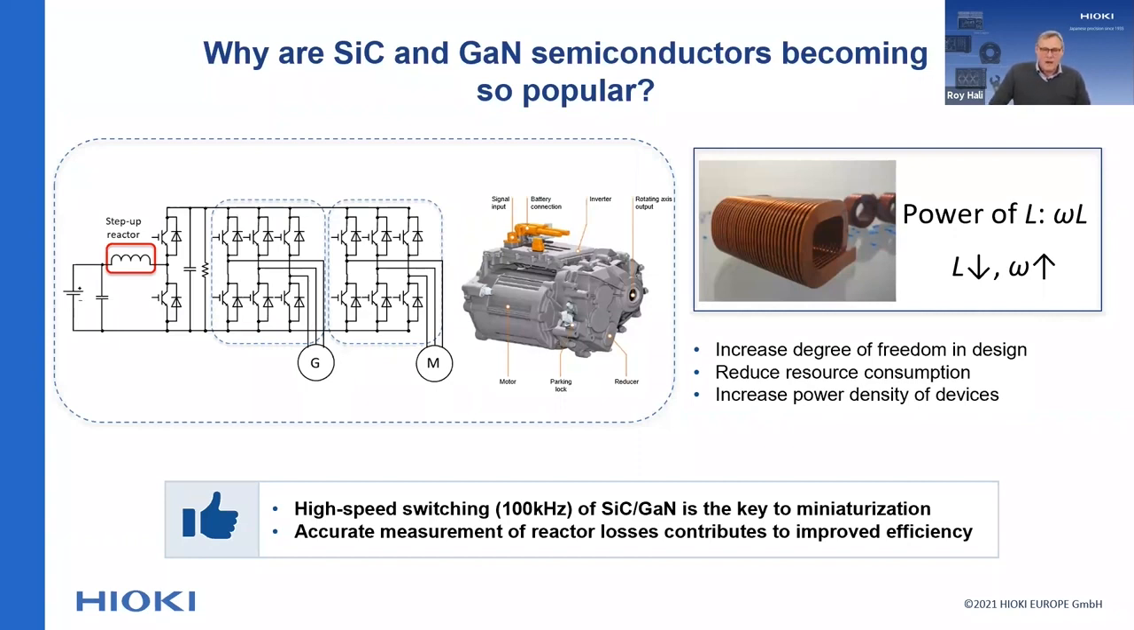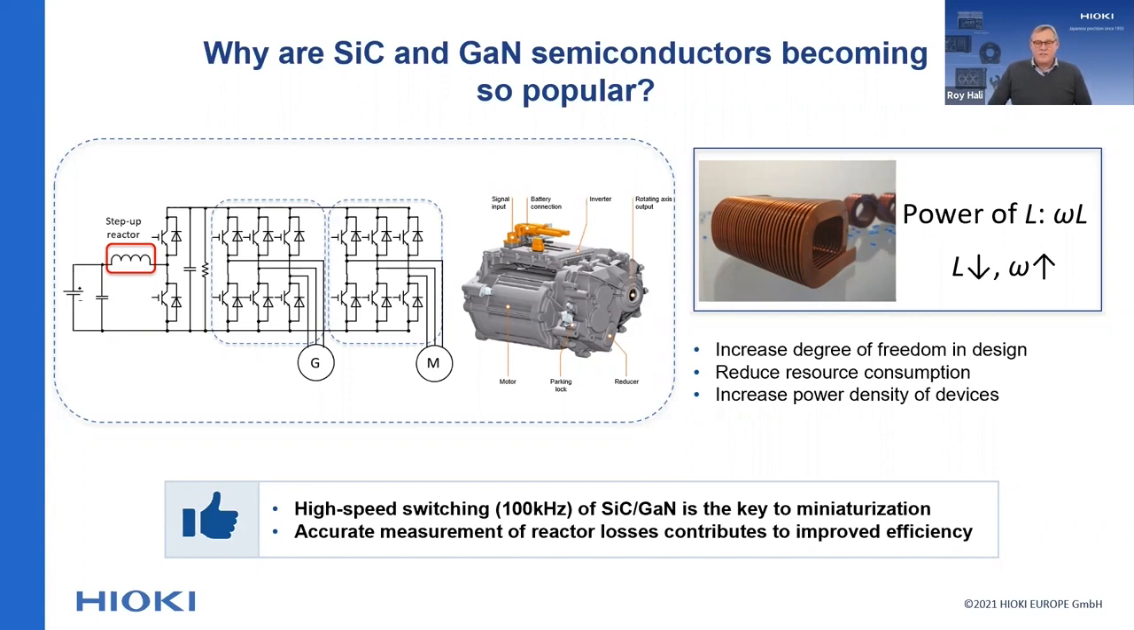This can be done by increasing the switching frequency of the semiconductors in the inverter. SiC and GaN semiconductors can operate at higher switching frequencies and have less switching loss than silicon semiconductors. All this together makes it possible to design smaller, lighter, and more efficient inverters with SiC and GaN semiconductors.